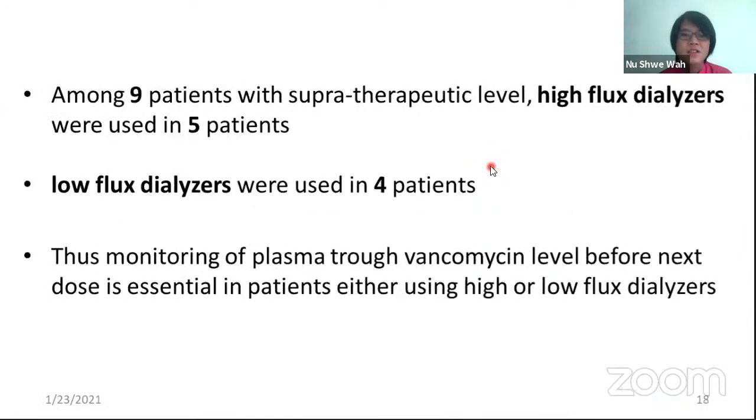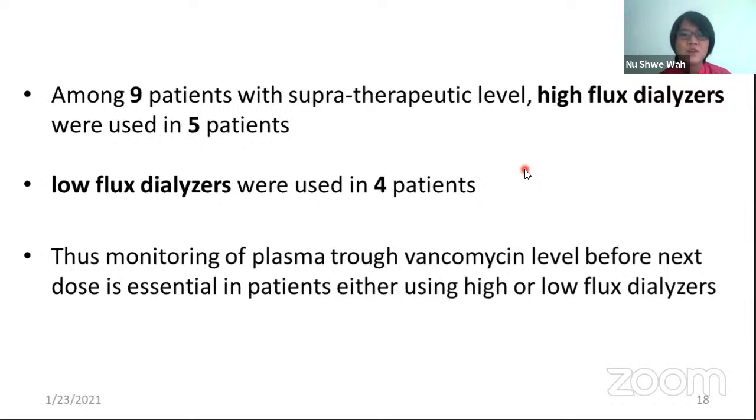Another factor is the type of dialyzer used. Vancomycin is a large molecule, as mentioned earlier, and high-flux dialyzer can remove it efficiently. Among 9 patients with supratherapeutic level, high-flux dialyzers were used in 5 patients, and low-flux dialyzers were used in 4 patients. The plasma trough concentration level of 4 patients using low-flux dialyzer were acceptable with the type of dialyzer used, but 5 patients using high-flux dialyzers were not acceptable.